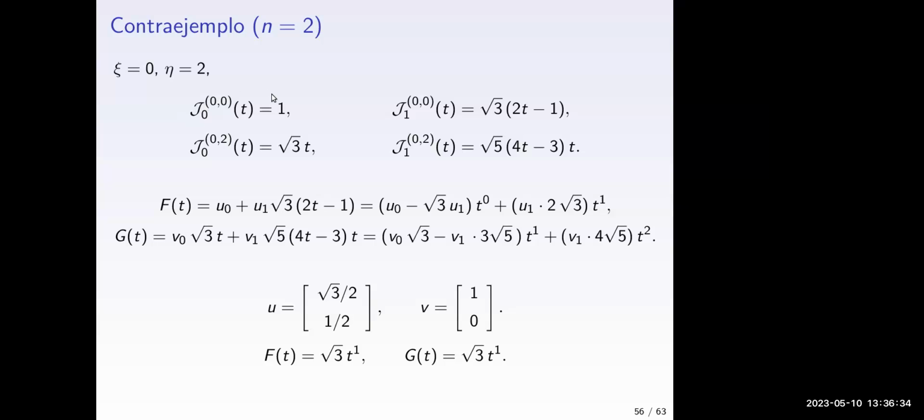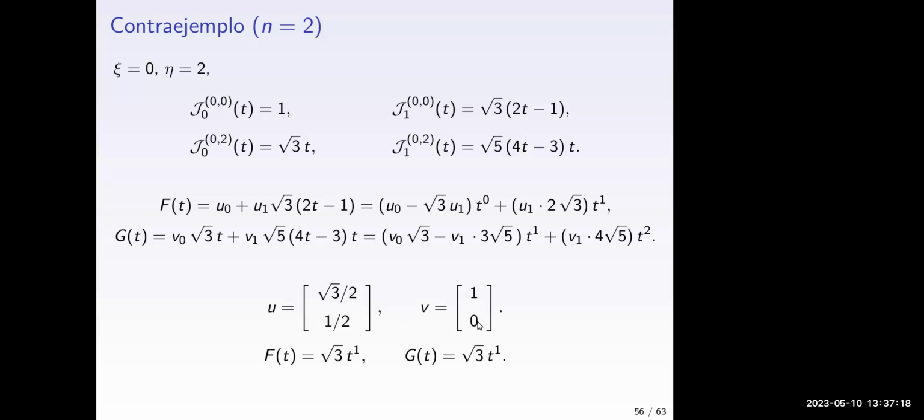But if we just consider xi equal to 0 and eta equal to 2, we calculate this Jacobi function, j 0, 0, 0, j 1, 0, 0, j 0, 0, 2. Okay, we have these polynomials. Ft is, if we consider u and v, these normalized vectors, we make this operation with ft and with f to dt.